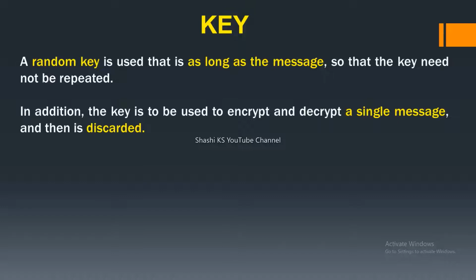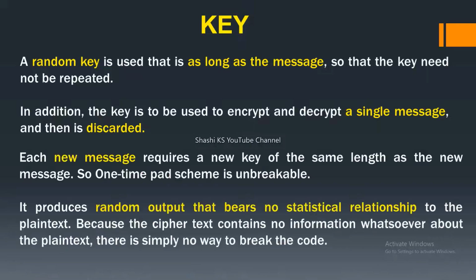This one single key is used to encrypt and decrypt a single message, and after its use, it is discarded. If for a second message you want to use a key, you need to generate a new key of the same length as the original plain text. The key should be of the same length as the plain text. So every time you want to encrypt and decrypt, you generate a new key, which is also completely random and of the same length as the plain text. That's why this one-time pad scheme is unbreakable and a completely secure crypto system.